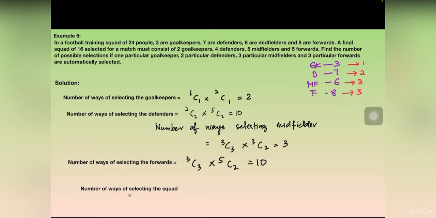So the number of ways of selecting the squad, by using the principle of multiplication, we have 2 times 10 times 3 times 10. So we have 600 ways. Example 7.